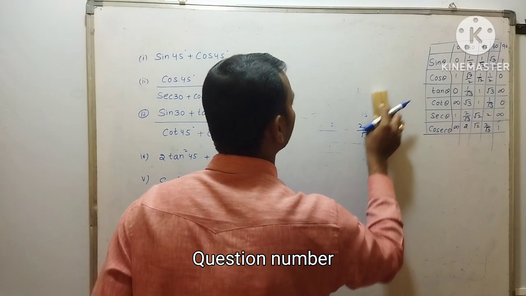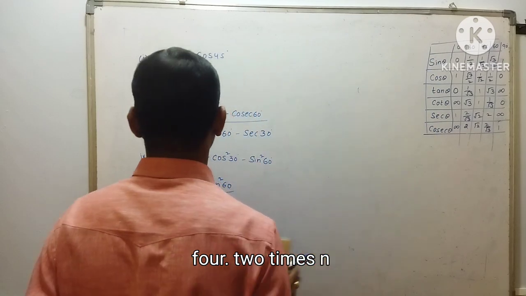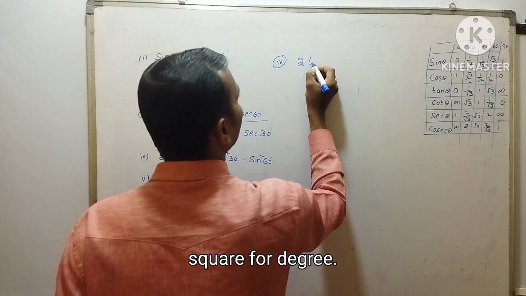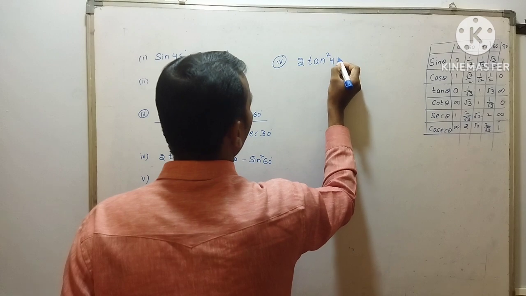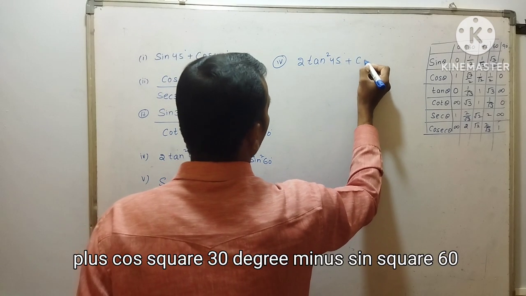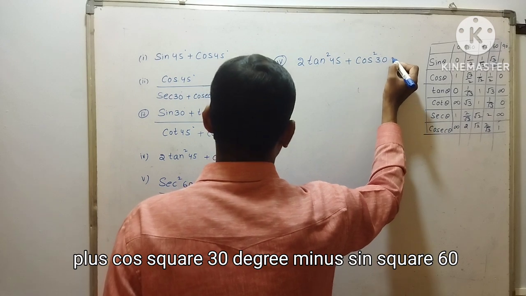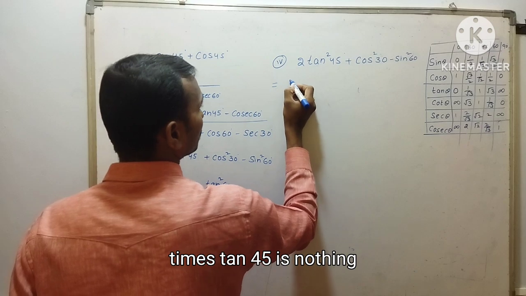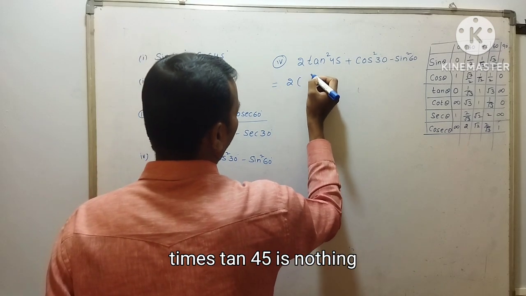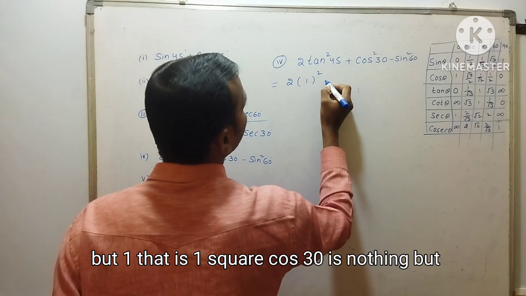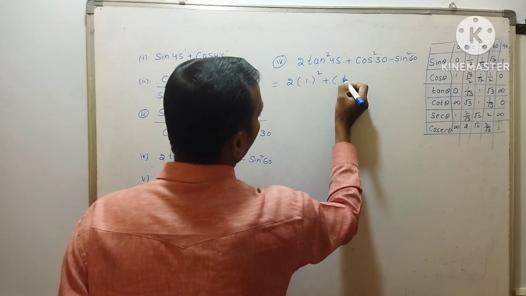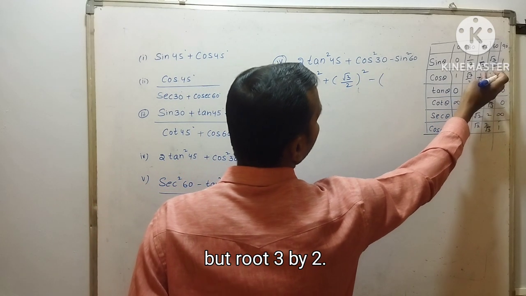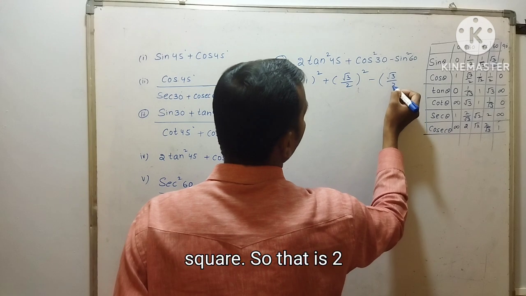Question number 4. Two times tan square 45 degree plus cos square 30 degree minus sin square 60 degree. That is 2 times tan 45, which is nothing but 1, that is 1 square. Cos 30 is nothing but root 3 by 2 whole square. Sin 60 is nothing but root 3 by 2 whole square.